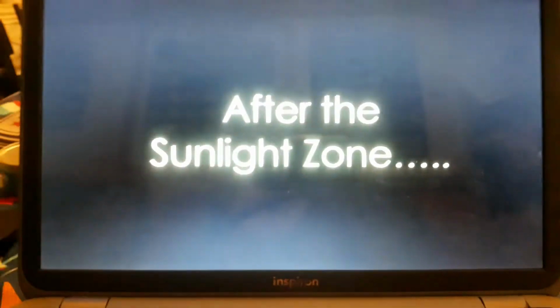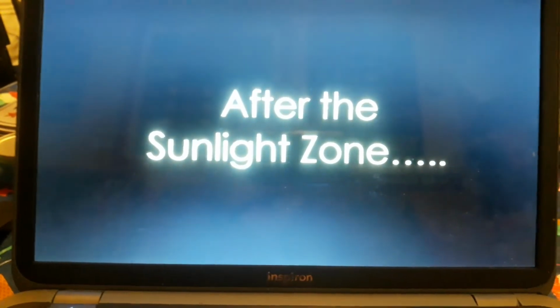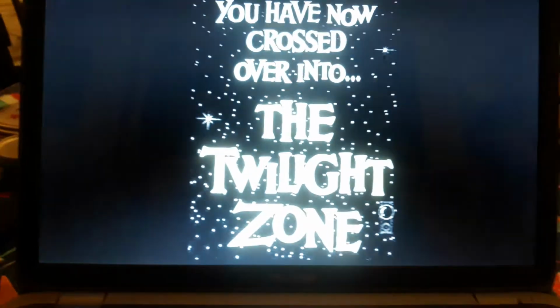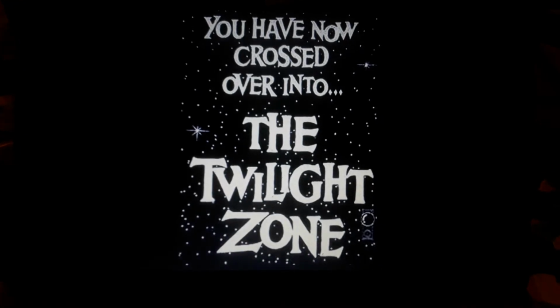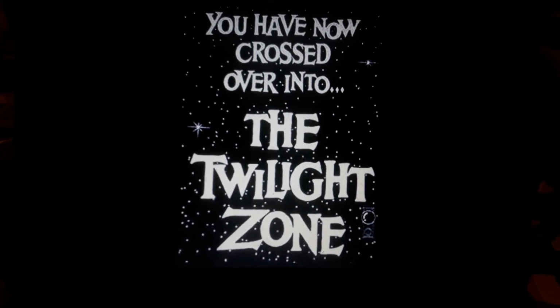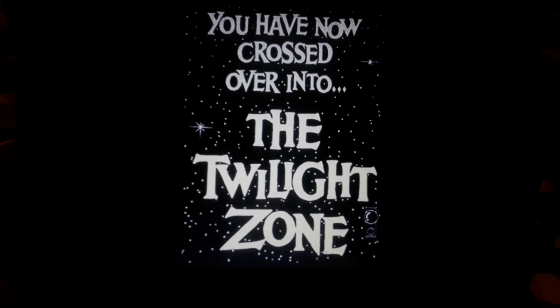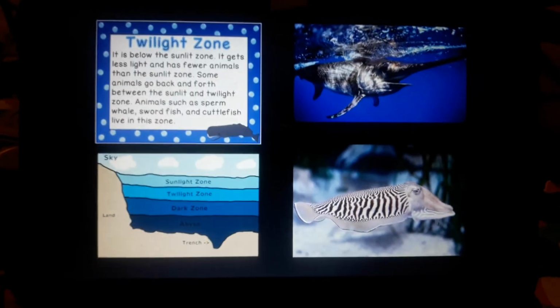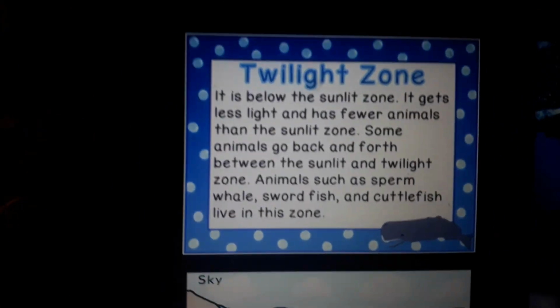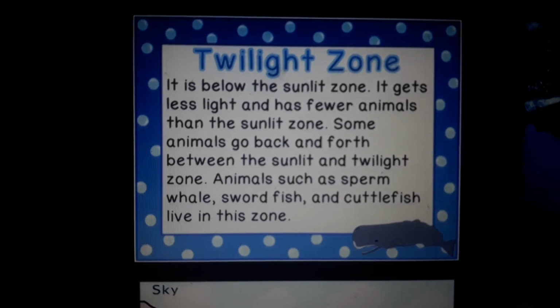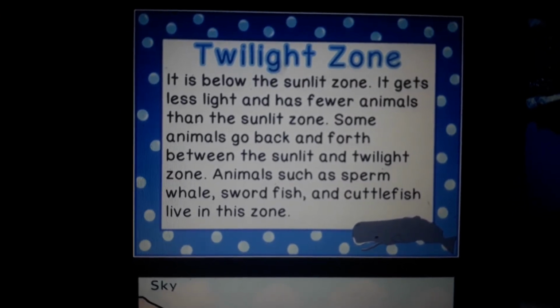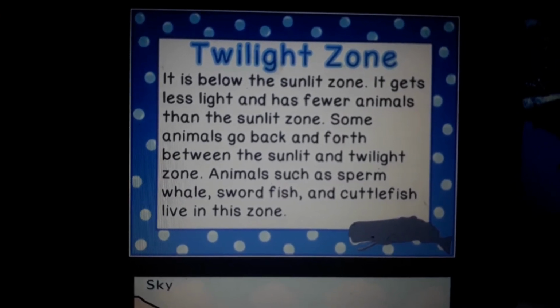All right, so after the sunlight zone, you cross over into the twilight zone. And the twilight zone, here we go. It's below the sunlight zone, and it gets less light and has fewer animals than the sunlight zone.